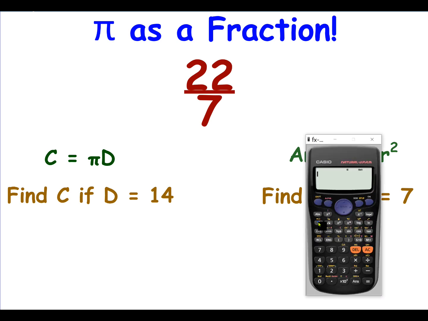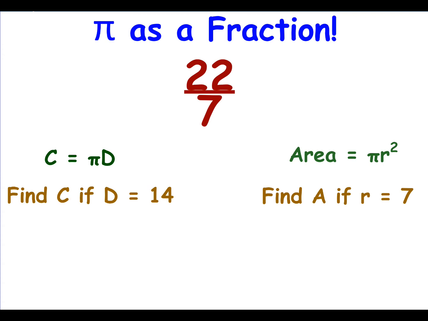So if we call up a fraction and we put 22 as our numerator, 7 as our denominator, we press equals and the SD button, you get 3.14. So sometimes it's better to use pi as the fraction 22 over 7 to do calculations. And really, it depends on what your diameter or your radius is in the question.